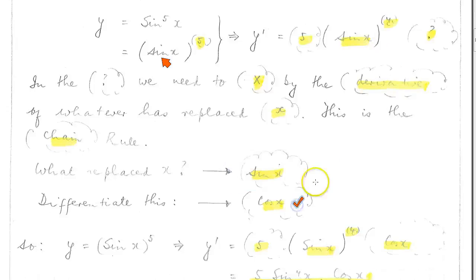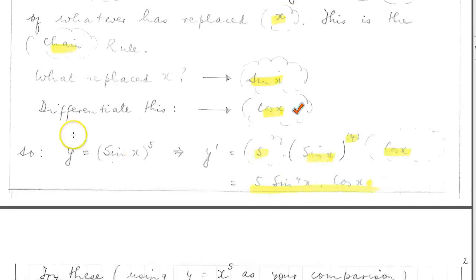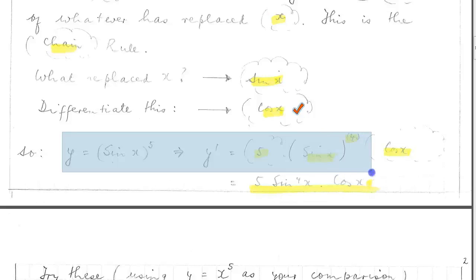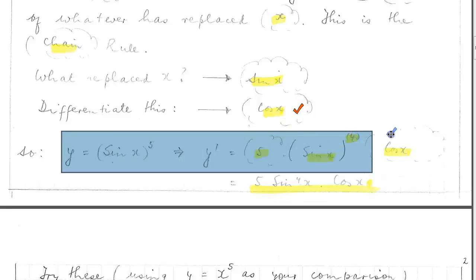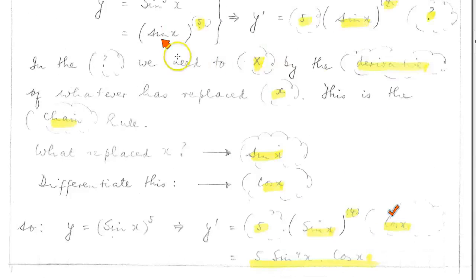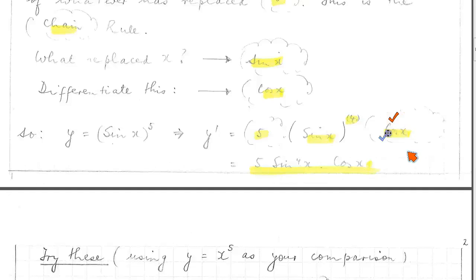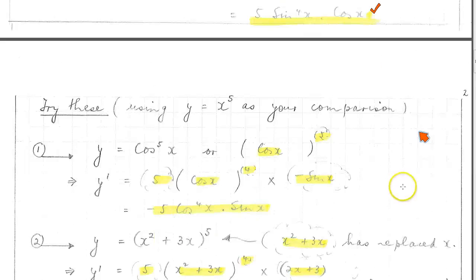So now we've got it. If y is sine x to the power 5, y dashed, and every time I say y dashed, you know I mean the derivative, that's 5 sine x to the power 4, and in that space goes the derivative of what replaced x, and the derivative of sine x is cos x. So the answer is 5 sine to the power 4 x cos x. All right, so let's try these 4 examples there, see if you can do them, or just try the first one and come back to me.